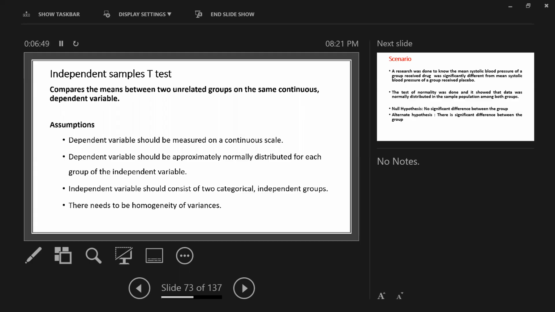And categorical means it may be either nominal or ordinal. Okay. And it should be the dependent variable. So when I explain the scenario or the case study, you will understand more.